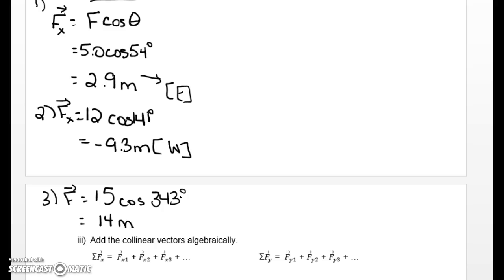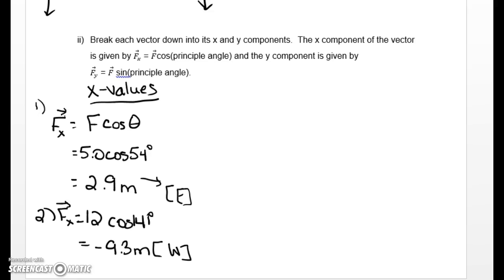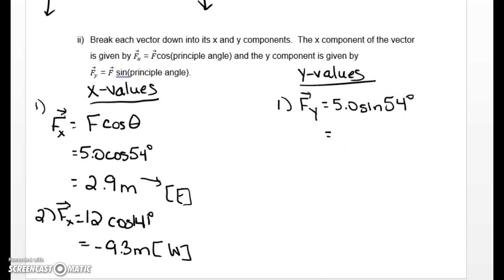Now we're going to copy, paste, repeat this exact same process for our y component, except this time here we're going to be using the sine ratio. So here's our y values. And so your work will look almost identical to what we saw in our x component, but the only difference here is that we're going to switch cosine with sine. So we'll call this f at y instead. So there we have the 5.0 times the sine of 54 degrees. Plugging that into our calculator, we should get a rounded value of 4.0 meters.